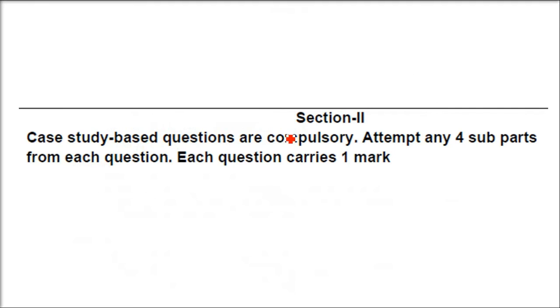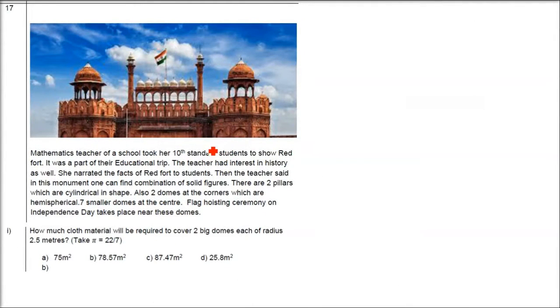So this is a different section. So section 1, section 2, like this. Section 2 we are going to see here. Case study based question: there are 4 subparts you have to attempt and each question carries 1 mark. This is a question made from certain text, and you have to read it for some time, because until you read it you will not be able to pick the question.